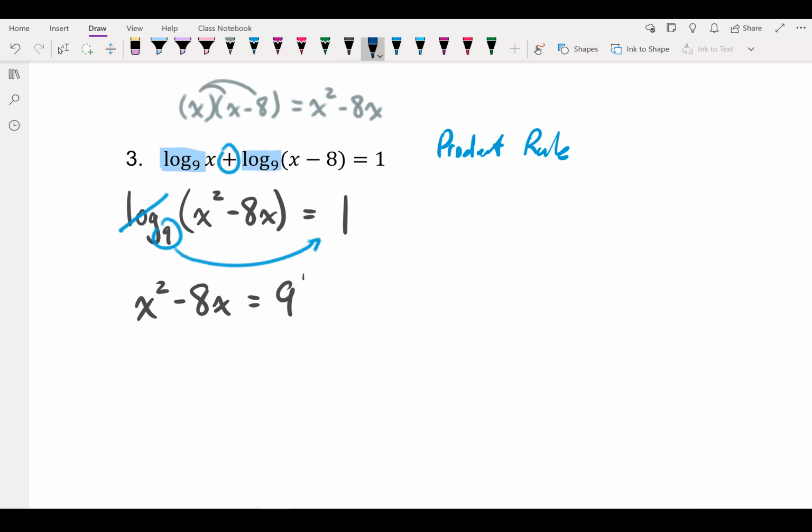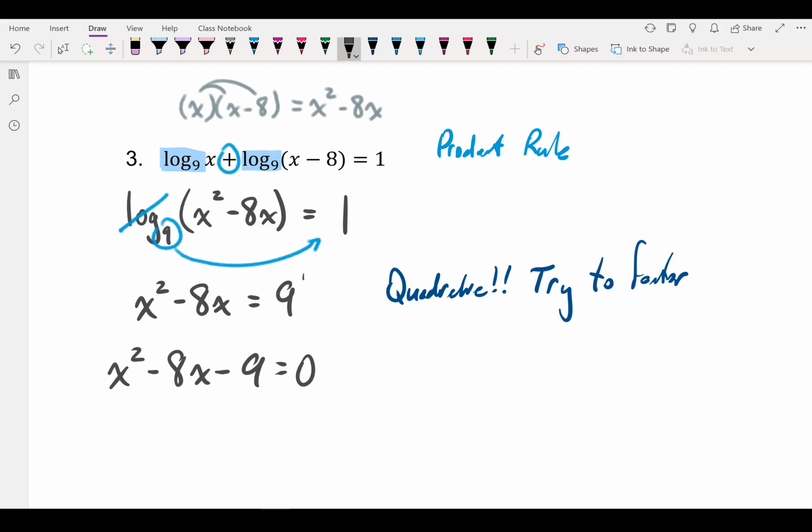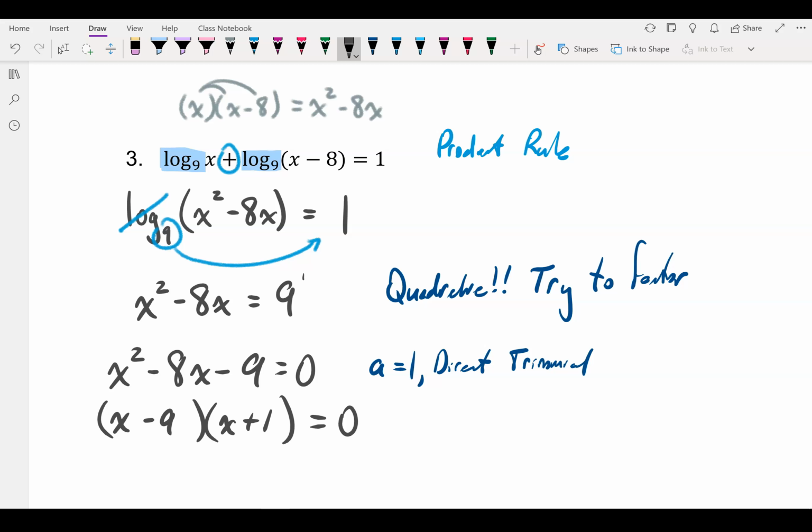This is a quadratic. Try to factor. So let's get it in quadratic form, standard form. And now you've got all the different rules under the sun that you can try to use to factor this. I'm going to do the easiest method, which would be noticing that this is an a equals 1 form. You can do it directly as a trinomial. You could use the quadratic formula, you could complete the square, there's all sorts of crazy things you can do, but I just recommend you do it the easiest way you can, which in this case is factoring it directly. You should see that you can have x minus 9 and x plus 1 will give us these values.